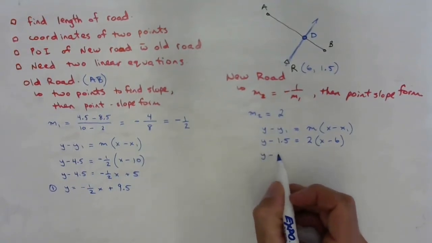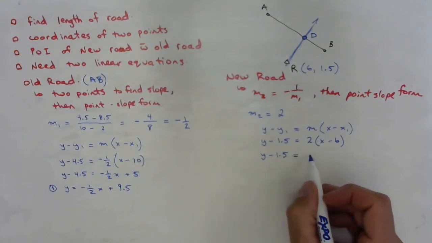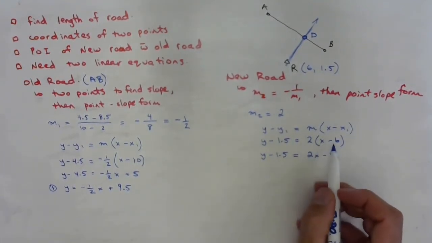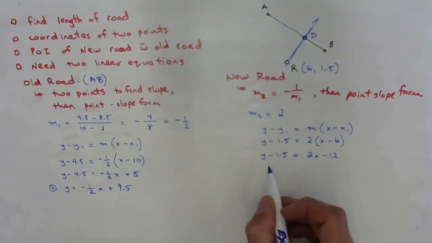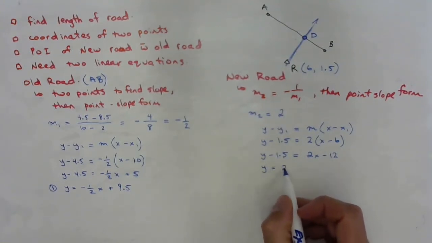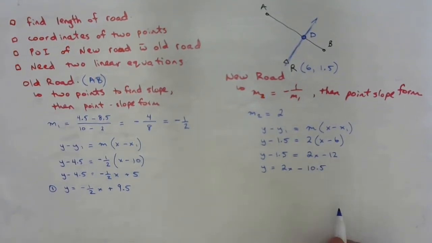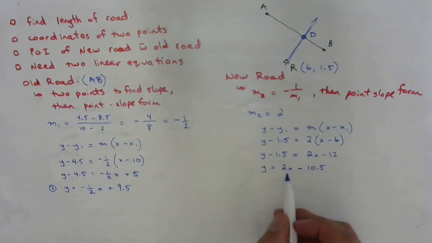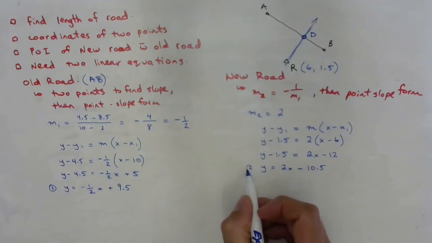And I'm going to work that down. Just copy the left side. Y minus 1.5 equals 2x minus 12. Be sure that this 2 gets distributed to both terms inside the group. And I'm going to add 1.5 to both sides. Y equals 2x minus 10.5. Okay, negative 12 plus 1.5 is negative 10.5. I'm going to call that equation 2.